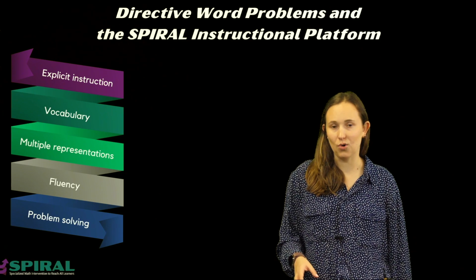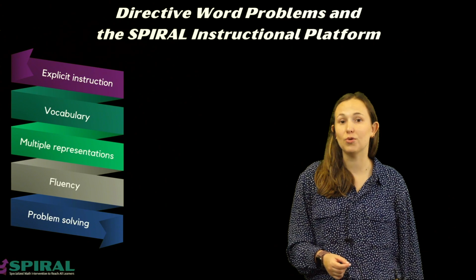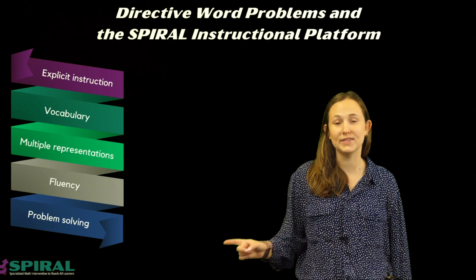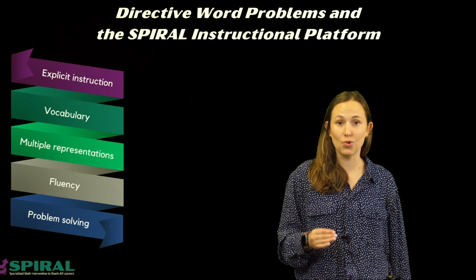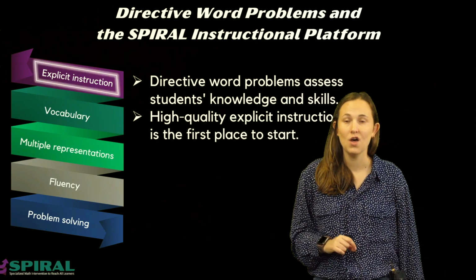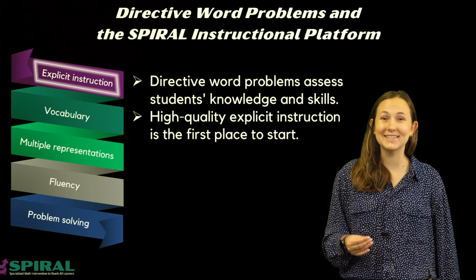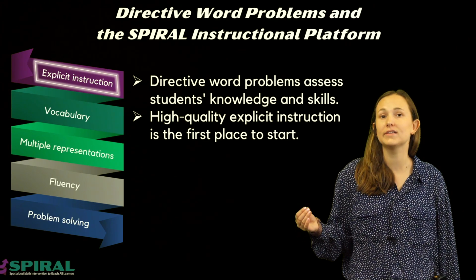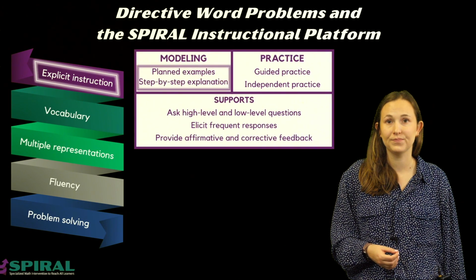Everything we do in Spiral can be tied back to our instructional platform. The components of our instructional platform are explicit instruction, vocabulary, multiple representations, fluency, and problem solving. So I'm going to walk you through how directive word problems relate to each of these components. First is explicit instruction. Well, directive word problems assess directly students' knowledge and skills, and high-quality explicit instruction is always going to be the first place to start.